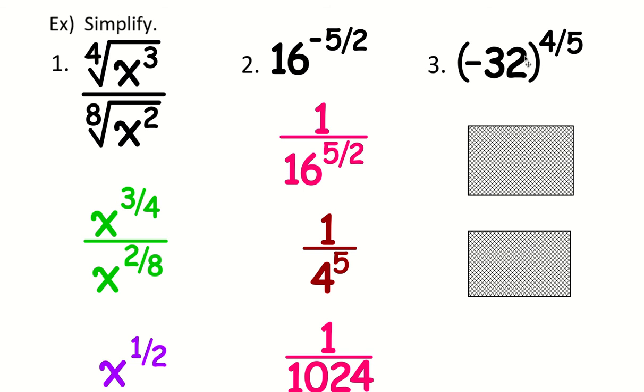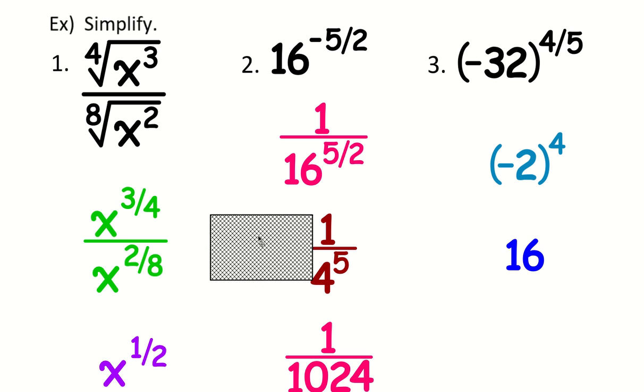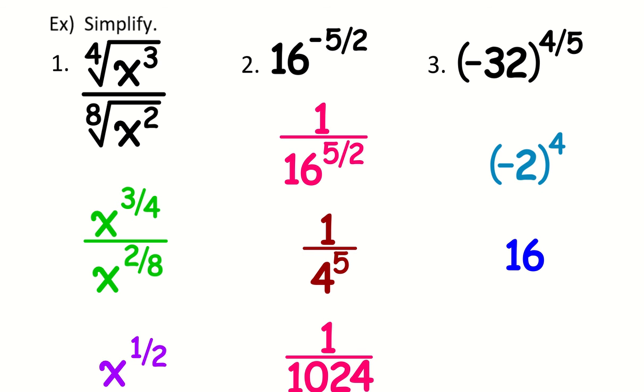That's okay. So we're going to have to do the 5th root of negative 32 and then raise it to the 4th power. So what is the 5th root of negative 32? Wouldn't that be negative 2? And then the fourth power would make it positive 16. So remember, the denominator of a power is the root, and the numerator of that power is basically still a power.